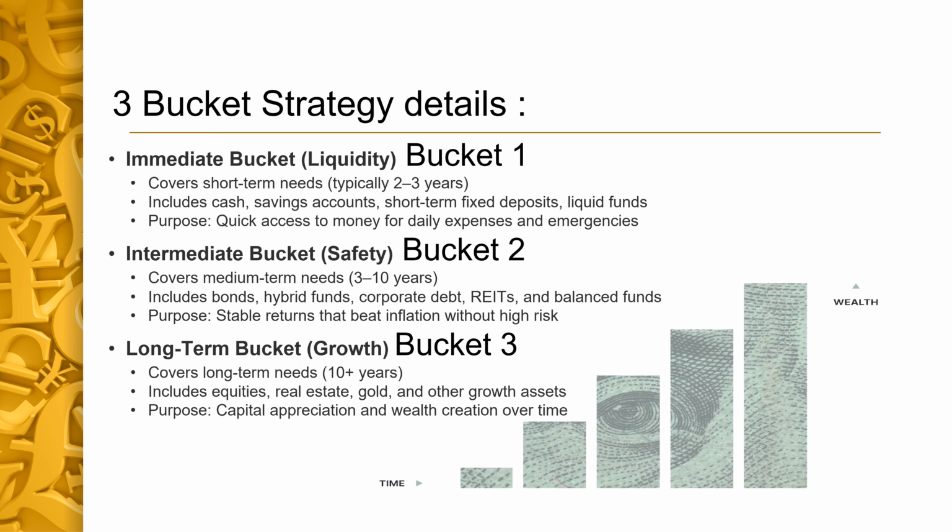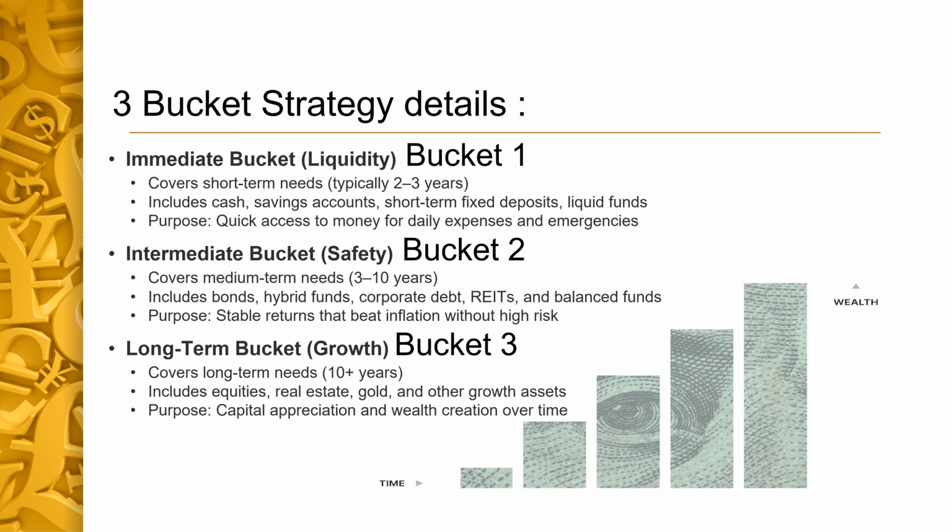Bucket 1. Immediate bucket. Liquidity. Let's start with bucket 1. This bucket covers your short-term needs, typically the next 2 to 3 years. It includes highly liquid, low-risk assets like cash, savings accounts, short-term fixed deposits, and liquid funds. Its purpose? To provide quick access to money for daily expenses and unexpected emergencies. No stress, no delays.